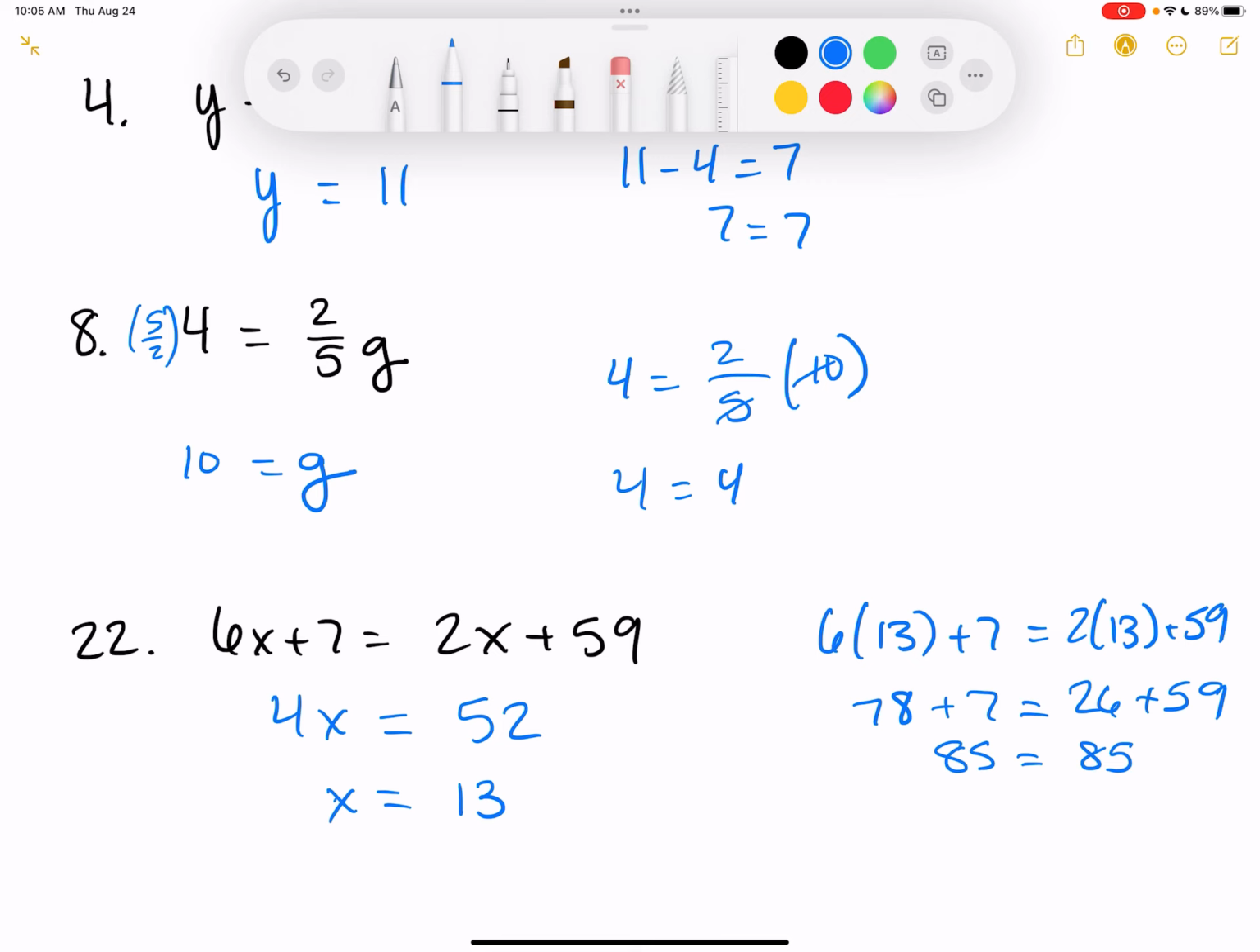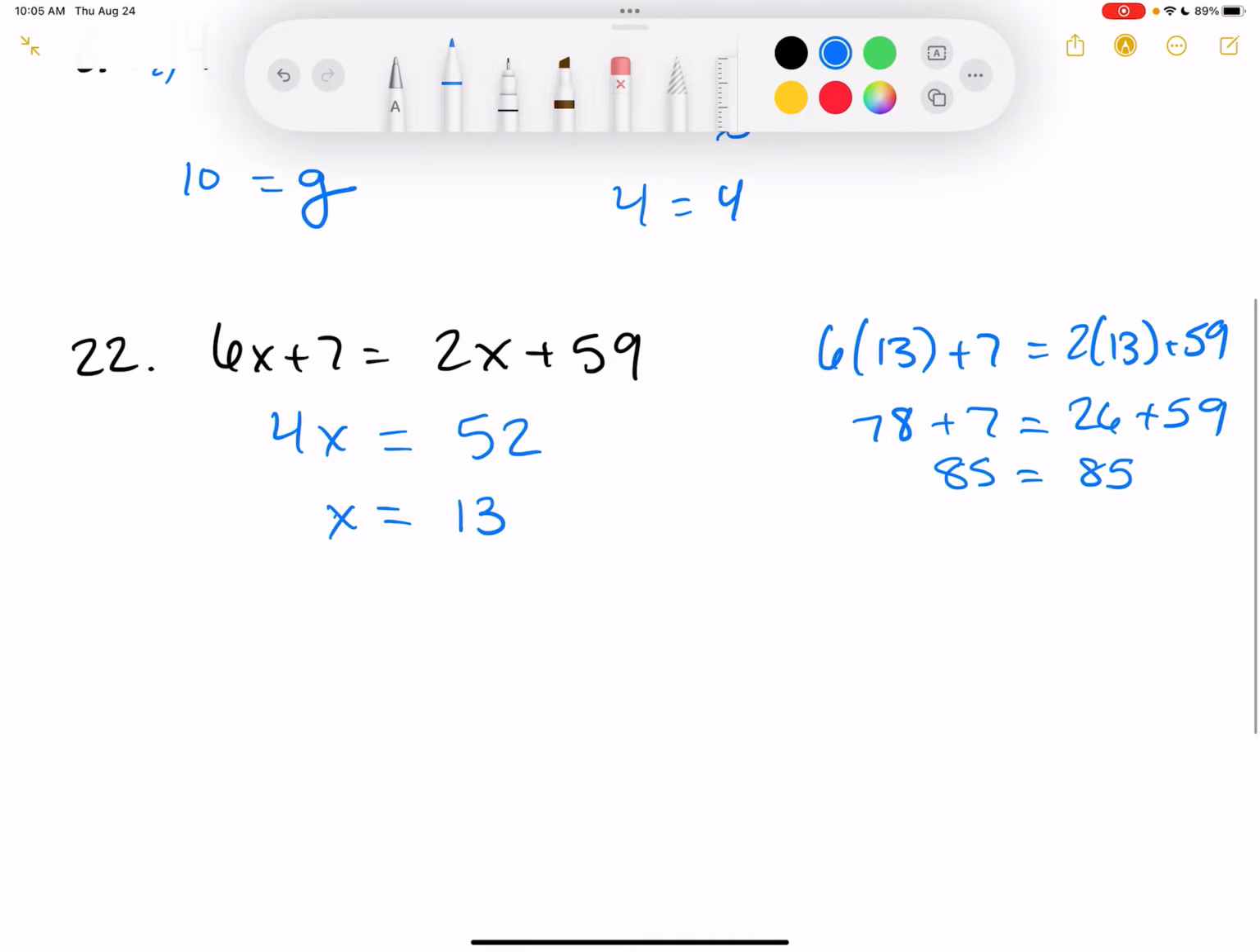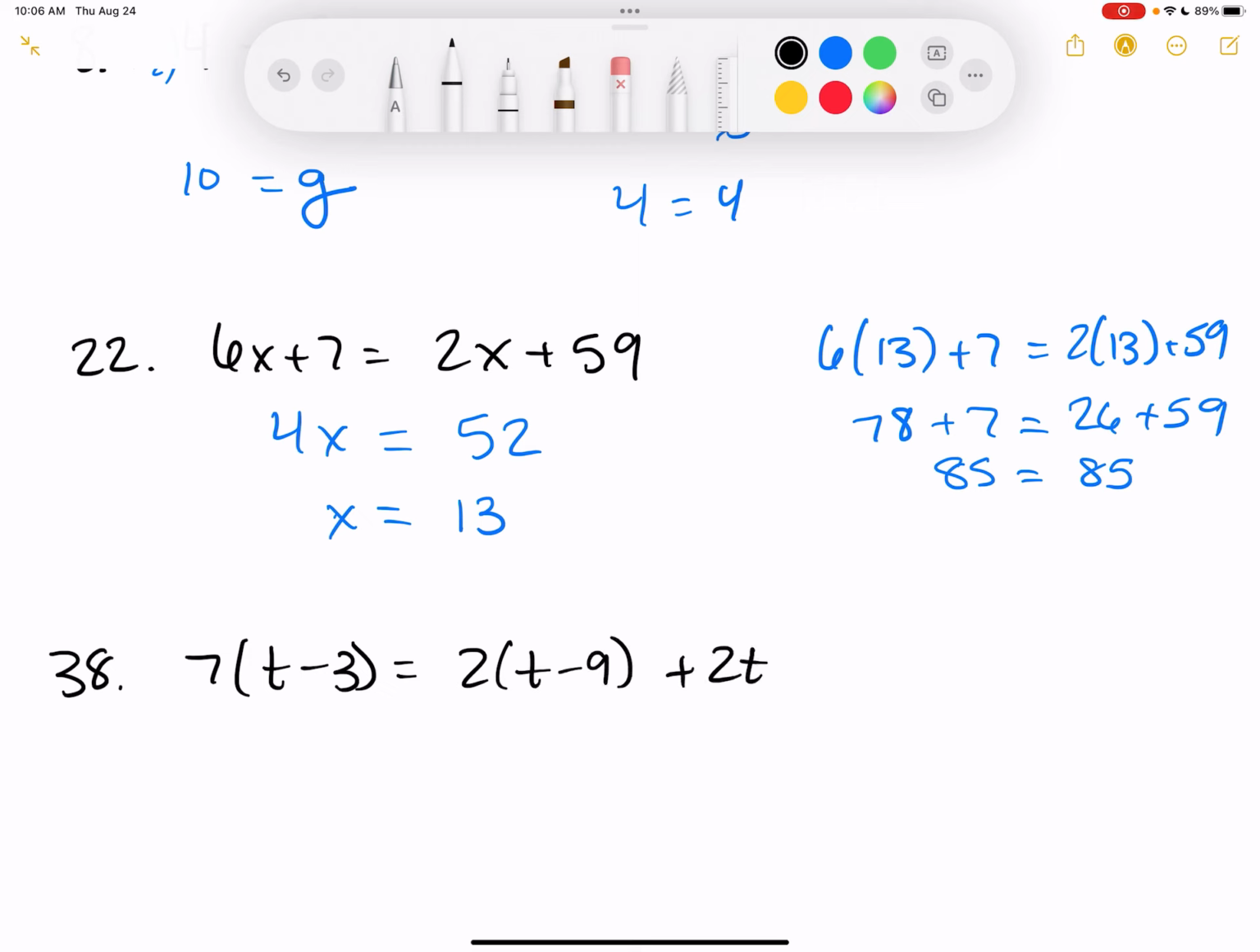Are y'all okay with those? Yes. Okay. Figure there's no point in doing a million examples if y'all know what you're doing. So these ones are involving the distributive property now. 38. 7 times t minus 3 is equal to 2 times t minus 9 plus 2t. So what do I do here?